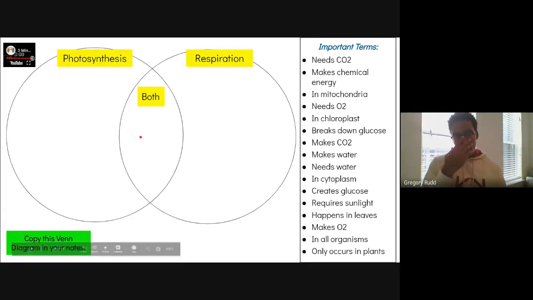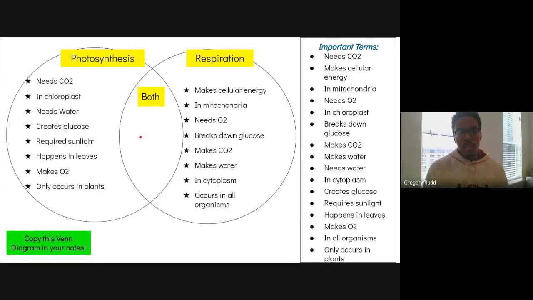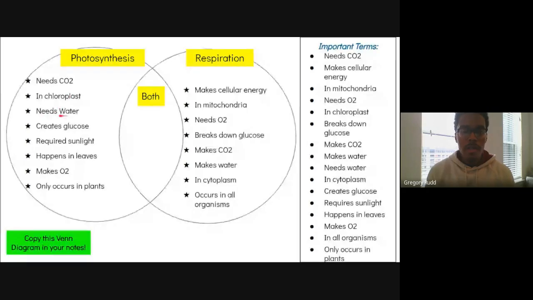All right. So this is what hopefully your Venn diagram looks like. And I will leave this up after I discuss it so that you all have an opportunity to make sure it does look like this. But photosynthesis needs carbon dioxide, it needs CO2. It takes place in the chloroplast of plant cells. It also needs water to happen.